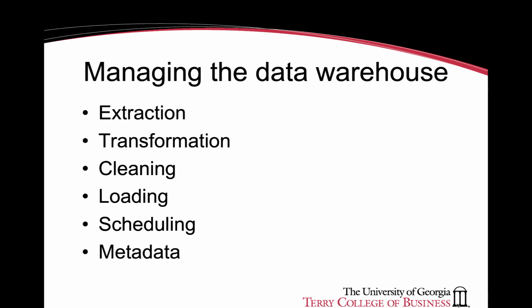There are several steps that are involved in managing a data warehouse. They can be broadly broken up into these six types: extraction, transformation, cleaning, loading, scheduling, and managing metadata. Very often, one is going to hear of a term known as ETL when talking about a data warehouse. ETL refers to extraction, transformation, and loading. Typically, the steps of cleaning, scheduling, and metadata are considered part of the extraction, transforming, and loading steps.